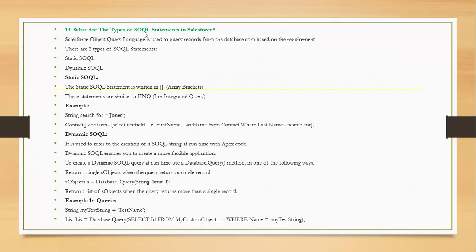What are the types of the SQL statement in Salesforce? Salesforce Object Query Language is used to query records from the database based on the requirement. There are two types of SQL statement: static SQL and dynamic SQL. Static SQL statements are written in square brackets.